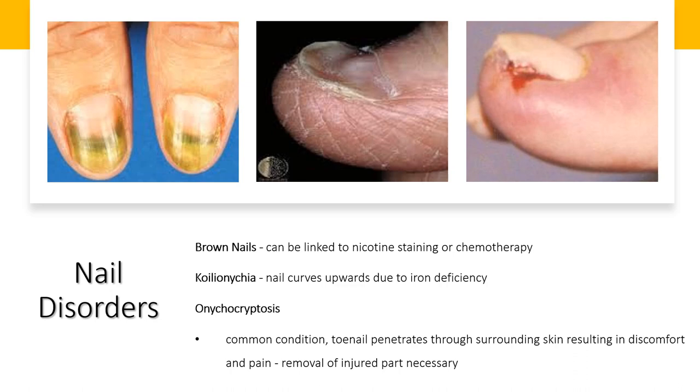Onychocryptosis is a condition where the toenail penetrates through the surrounding skin, resulting in discomfort and pain. Often removal of the injured part is necessary. So that's onychocryptosis. Say that. Onychocryptosis and koilonychia. Not easy words, are they?